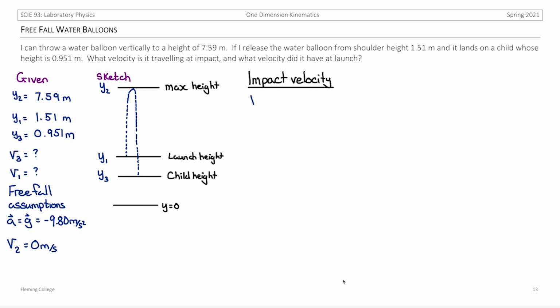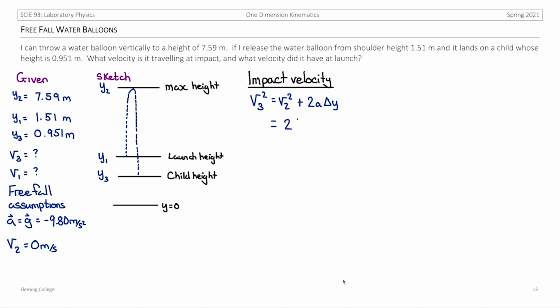So impact velocity means that we're looking at the velocity final, which will be velocity 3 squared, and that's equal to velocity initial, and we're going to set velocity initial here at max height, because that's the only velocity we know right now. And the rest of the equation is that we'll have 2 times acceleration, which is constant as g, and our displacement. So this will be our displacement from y2 to y3. We do have to rearrange this equation.